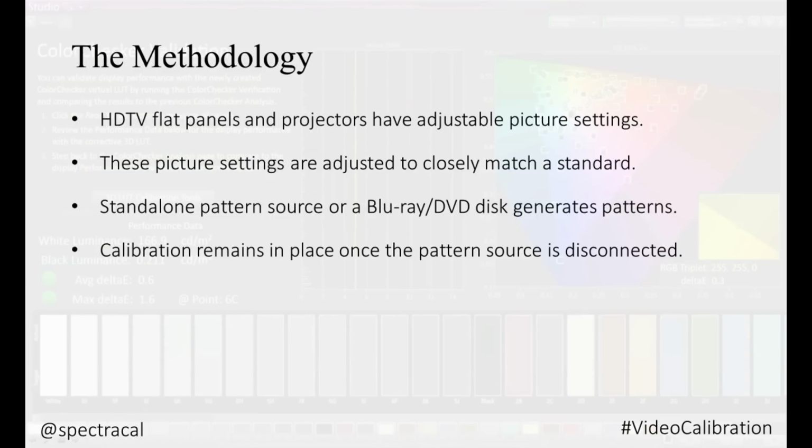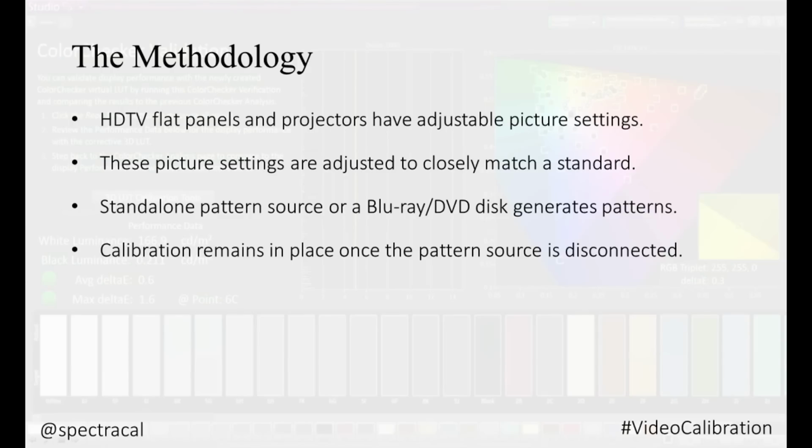HD TV flat panels and projectors, often fed from a media player, have their own adjustable picture settings. These picture settings are adjusted so that the output closely matches that of the selected color standard. Either a standalone pattern source or a Blu-ray DVD disc can be used to generate these patterns for calibration.